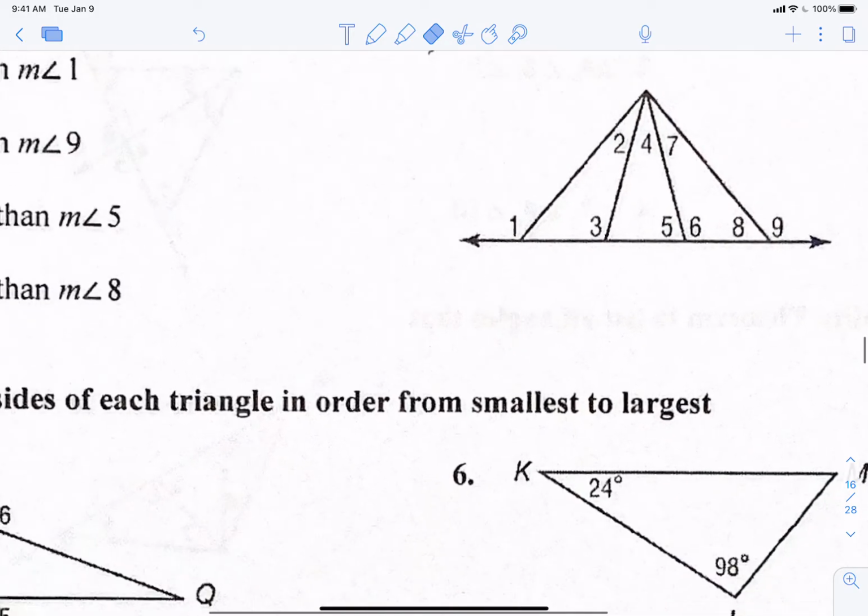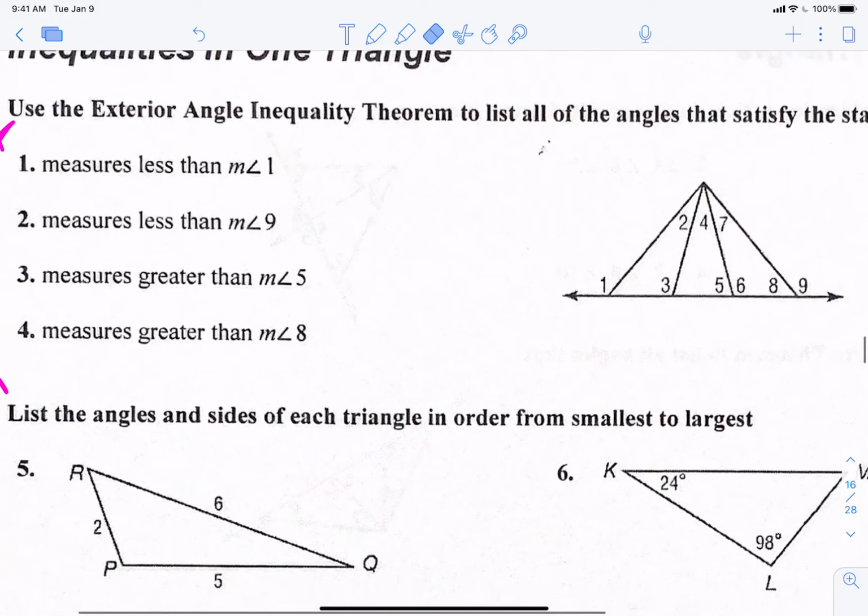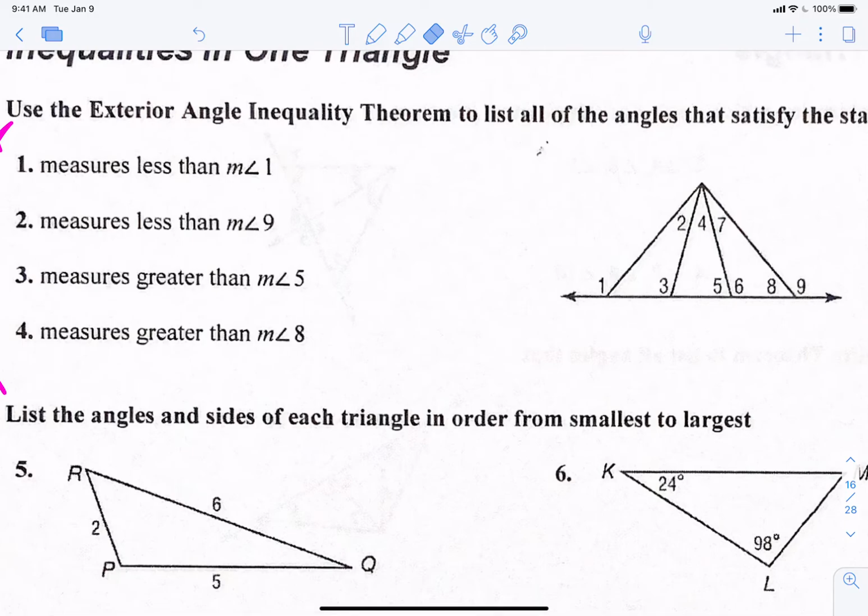Anyway, all right, measures that are less than angle 1. So we're only concerned with angle 1.